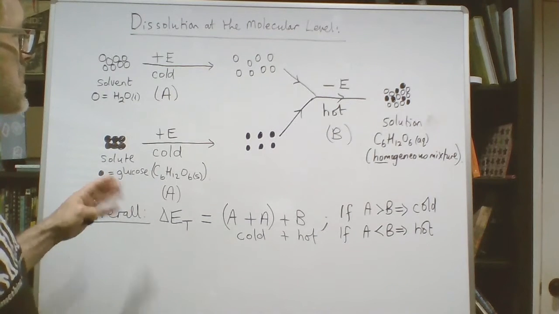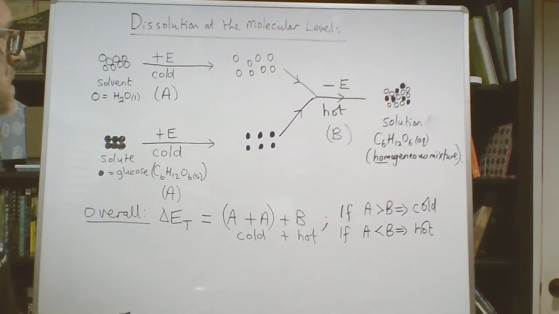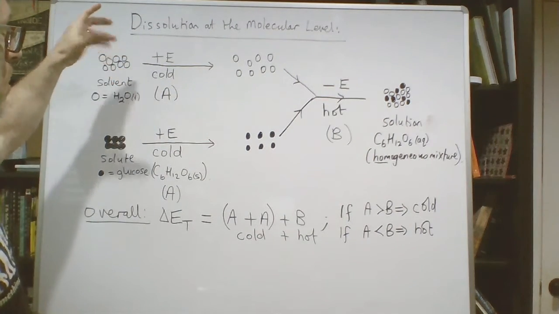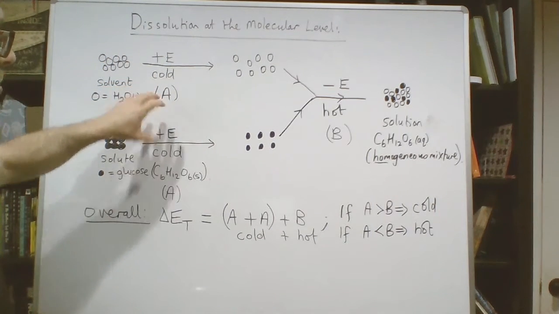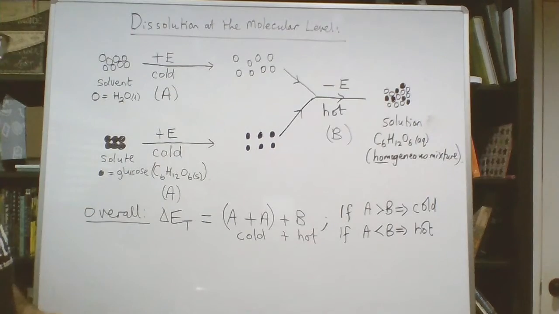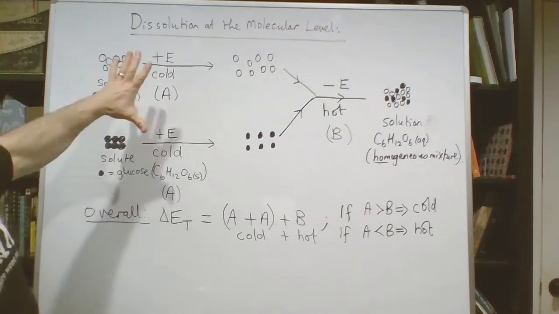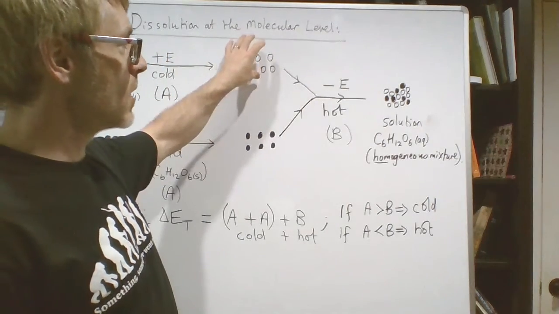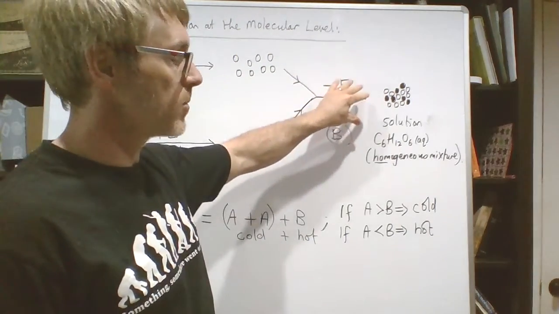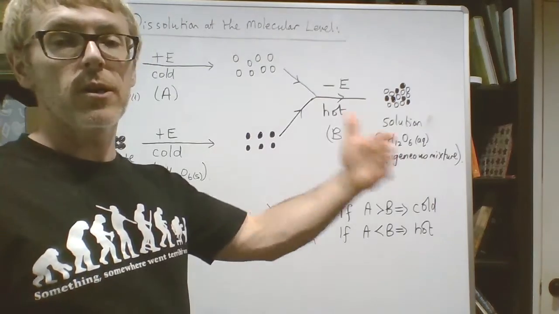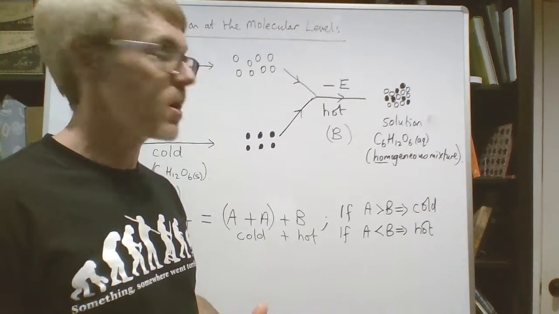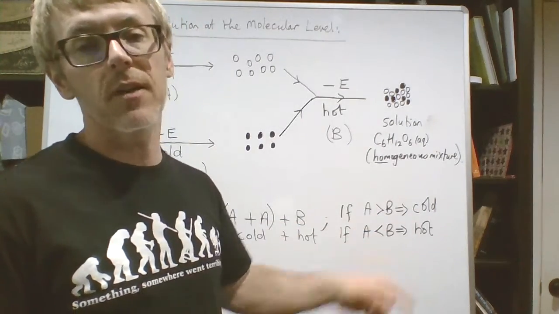Okay, so this, in a nutshell, is dissolution at the molecular level. Treat it as a three-step process where you've got breaking apart of intermolecular forces within the solvent, breaking apart of intermolecular forces in the solute, recombination of solute and solvent, and then you look at individual energy contributions. But what you observe in the real world at the macroscopic scale is an averaging of all of those effects.